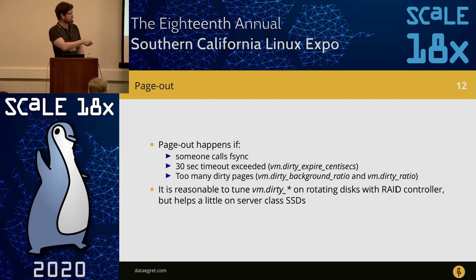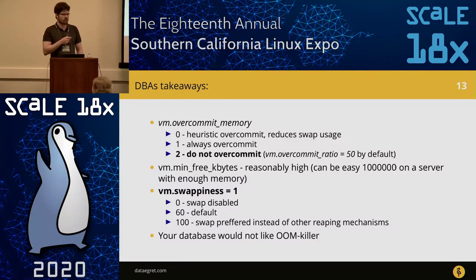If we have slow disks, it's reasonable to tune the dirty parameters to something smaller, because 10% of the entire memory in the system is a lot, and most rotating disks cannot afford this amount of I/O. With SSDs, we can leave that by default, or even sometimes increase it, because SSDs are quite fast, and we can probably improve the behavior of paging out with this parameter. But that still doesn't keep us safe from swapping. For swapping, we actually have several options. The first one is quite simple: memory overcommit.